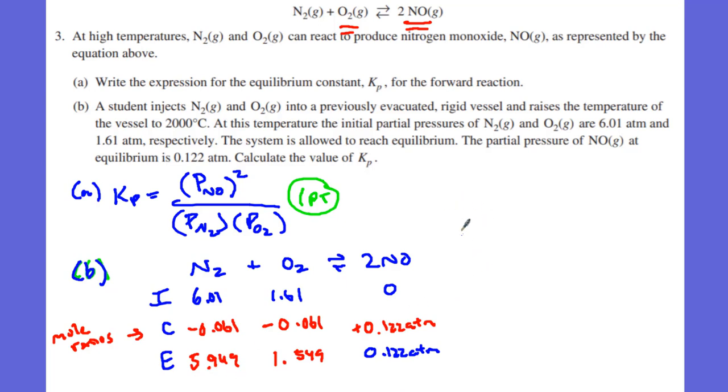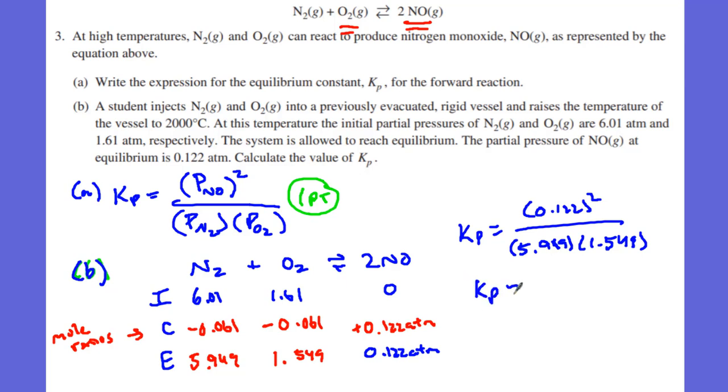What are we going to do with these numbers at equilibrium? We're going to put them in our equilibrium expression. So Kp is going to be equal to my 0.122 squared over my 5.949 and 1.549. And so I take 0.122 squared divided by 5.949 divided by 1.549, and I get a Kp of 0.00162. And take a look, we have 3 significant digits, 3 significant digits, 3 significant digits. Round to 3 significant digits, 162. And so that is my Kp for this expression.